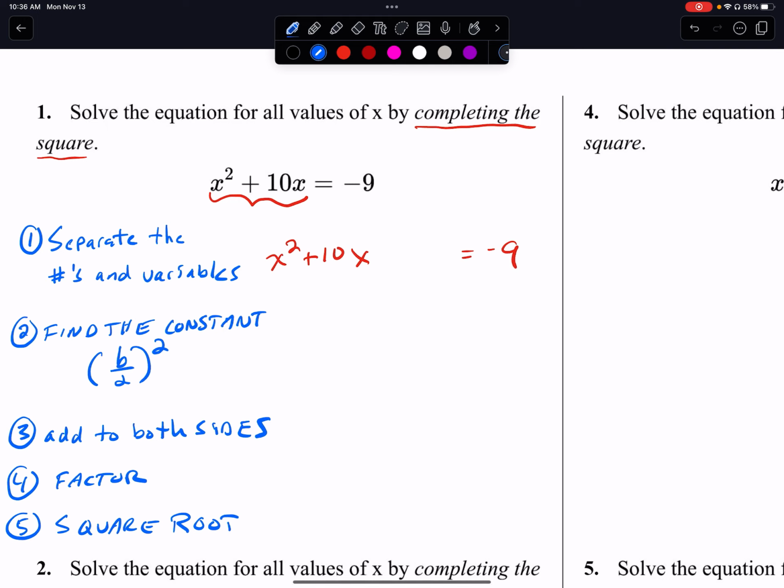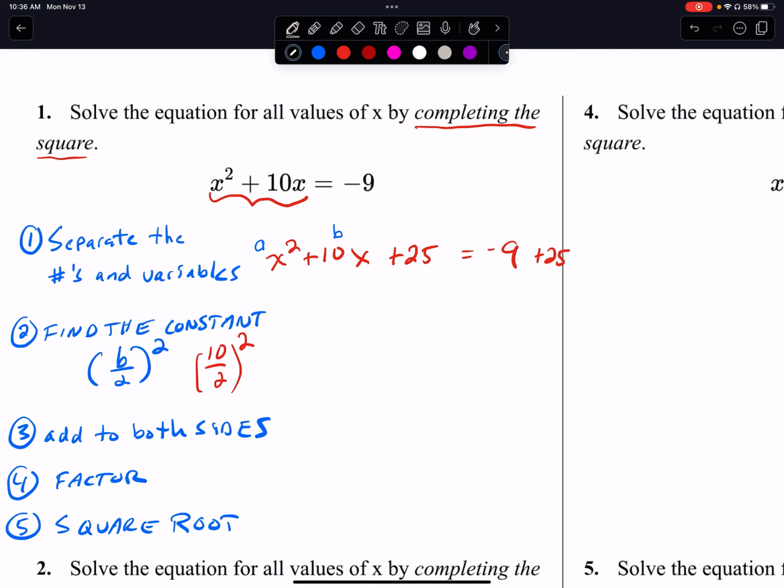In this case, we've got a is 1 and b is 10. So if a is 1, great, we're happy. What we need to figure out is, what is the complete the square constant? If I do 10 divided by 2, and then square it, I get 5 squared is 25. Step three, I'm going to add 25 to both sides of the equation.